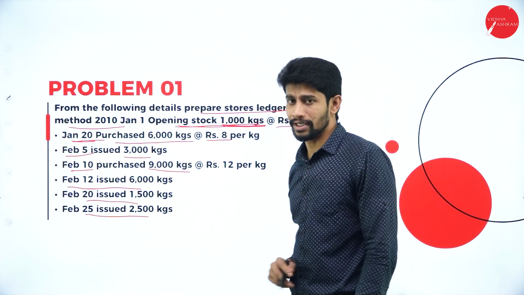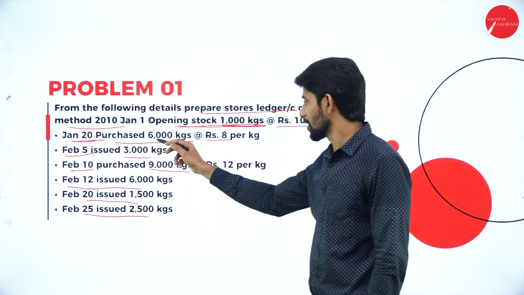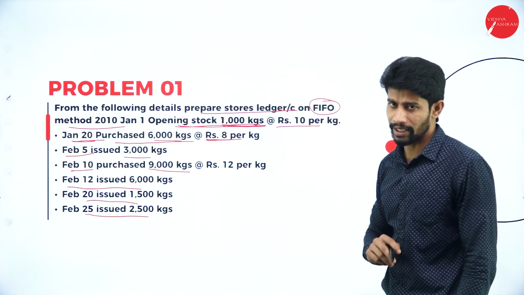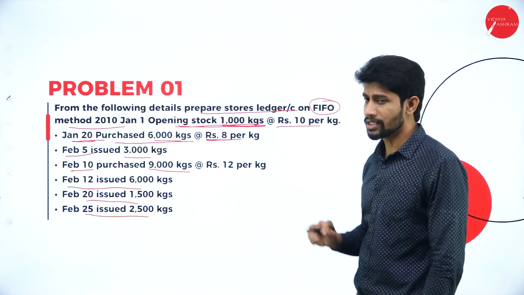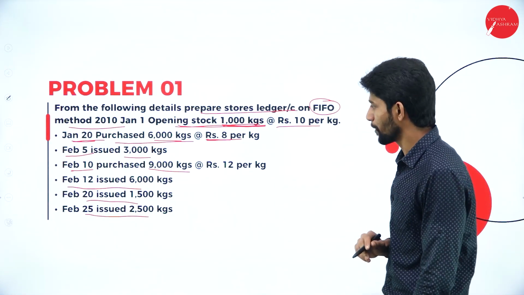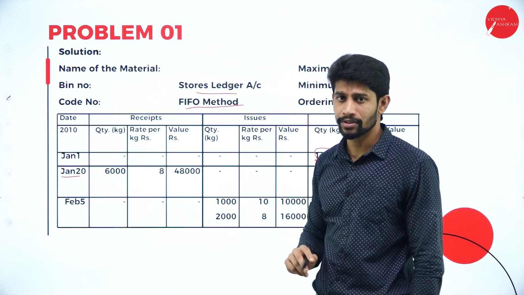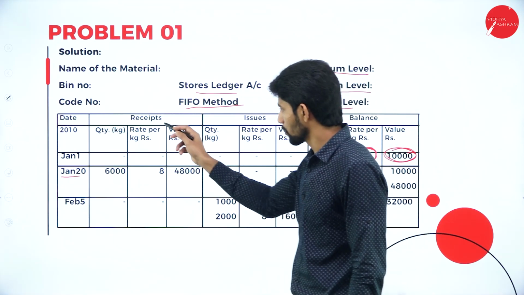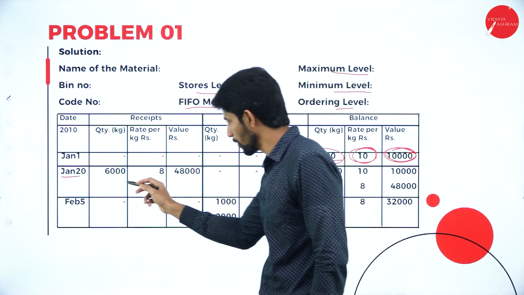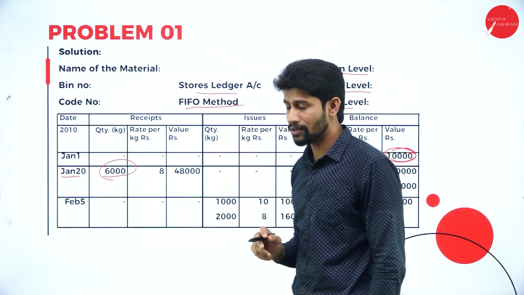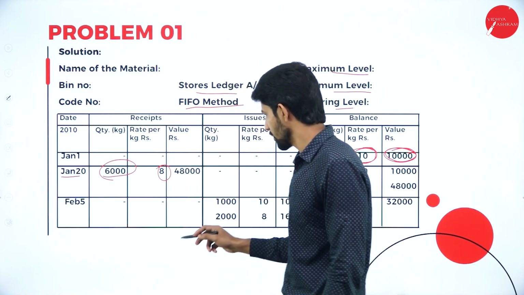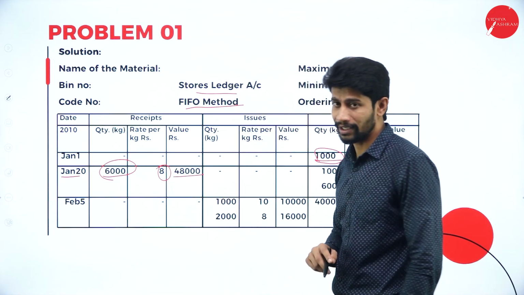It is purchase. Purchase of 6,000 kgs at 8 rupees per kg. So on Jan 20th, you are purchasing. So where you are supposed to show the entry? You are supposed to show the entry in receipt column. You are purchasing 6,000 kgs, 8 rupees per kg, and total value comes to 48,000.